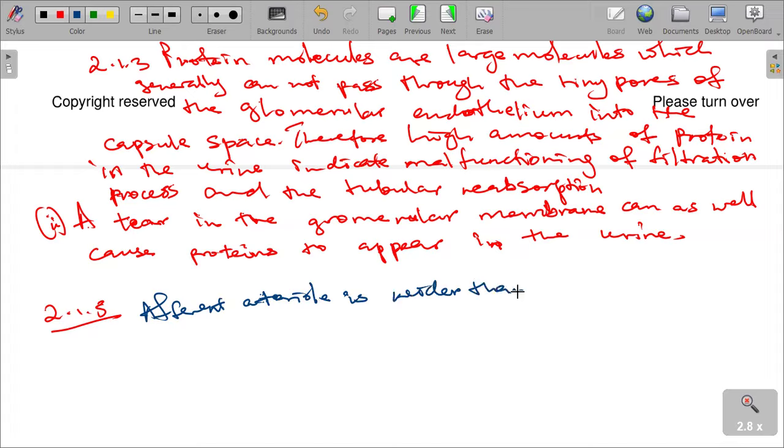The afferent arteriole is wider than the efferent arteriole, or we can also say that the narrow diameter of the efferent arteriole resists the flow of blood from the wider afferent arteriole.